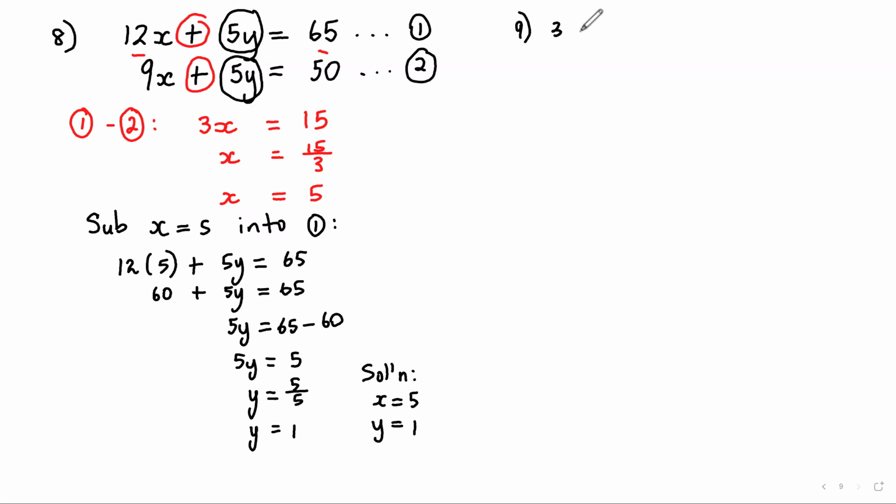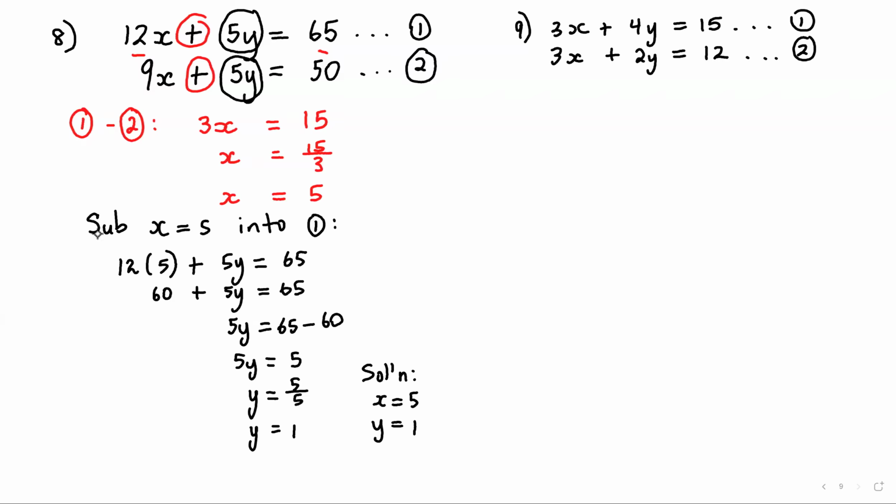3x plus 4y is equal to 15, and then 3x plus 2y is equal to 12. Again, first things first, label your equations. So this is equation 1, and then this would be equation 2.